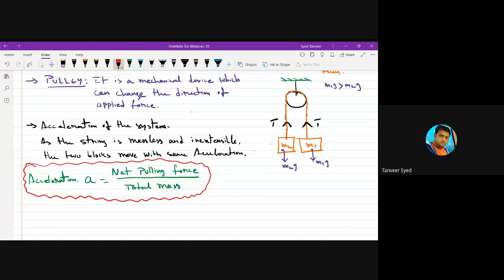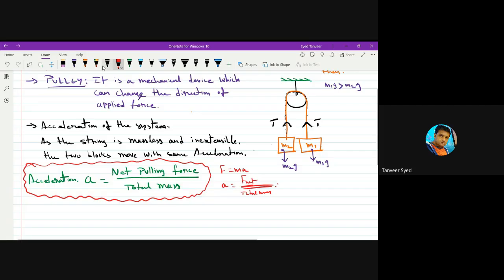This is not a new formula. It comes from the same old Newton's second law, F equal to ma, from which a is F by m, force by mass. Acceleration is force by mass. If there is more than one force, you take the net force. If there is more than one mass, you take the total mass. It's the same thing here. Net force, I'm just calling it net pulling force, divided by total mass.